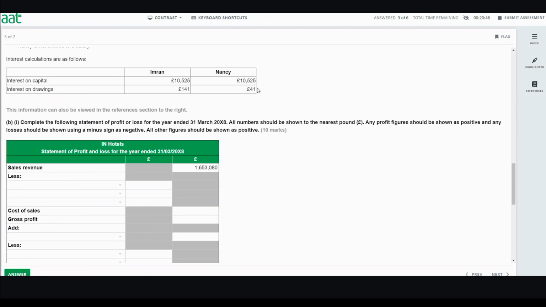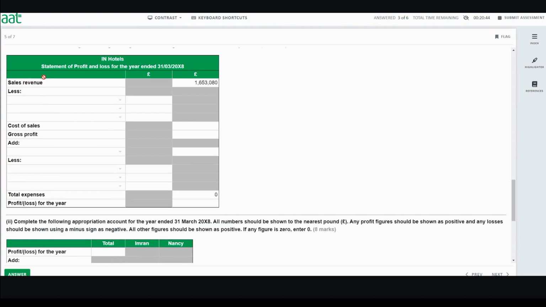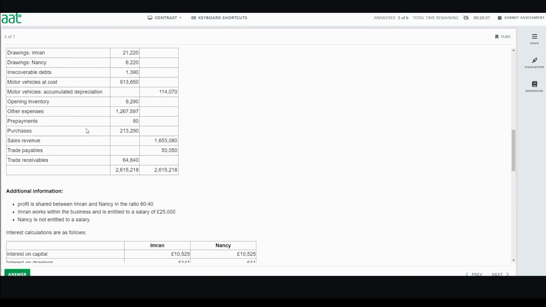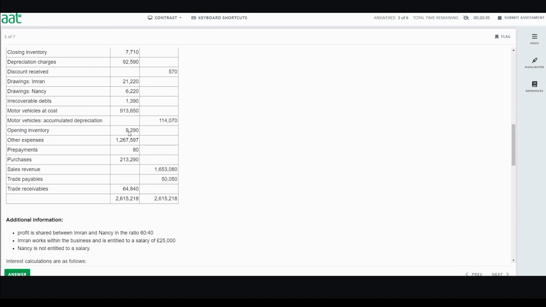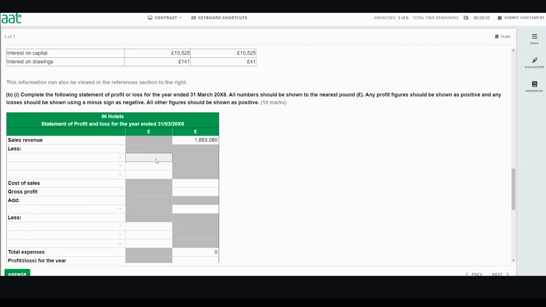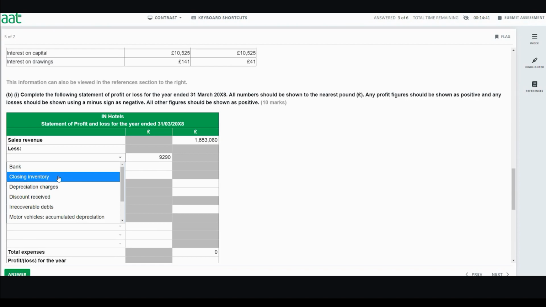Okay then, so we're doing a profit and loss. You've got your sales revenue. The next bit is your cost of sales. So always start with your opening inventory, which you've got here as 9290. So it's just remembering which statements it goes in. So the detail that you'd put in here is opening inventory.